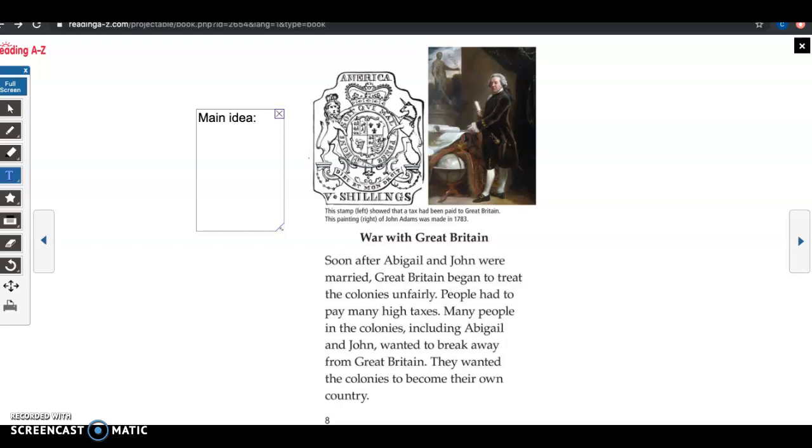I asked you guys to read pages 8 through 11 and to look for what the main idea of this section was. So in reading it, the main idea that you should have found is that this section was about war in Great Britain, yes, but it was mainly about Abigail and how she supported her husband during this time.